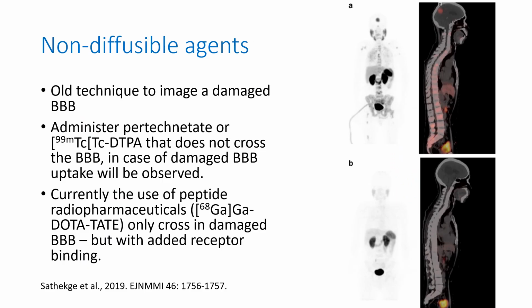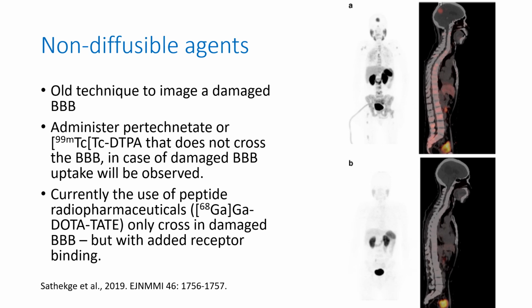In the earlier days, the old technique was to image blood-brain barrier damage by using agents that normally will not cross the blood-brain barrier. And then when they do, you know there is some damage to the blood-brain barrier, and these agents were either pertechnetate unlabeled or technetium DTPA. And then in cases of tumor and inflammation and infection, you would get the crossing of the blood-brain barrier.